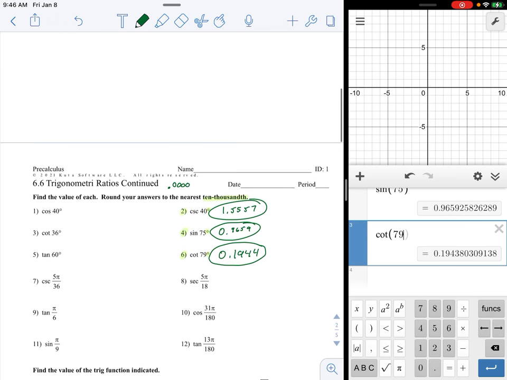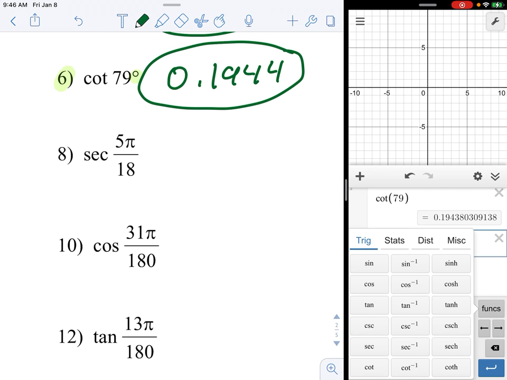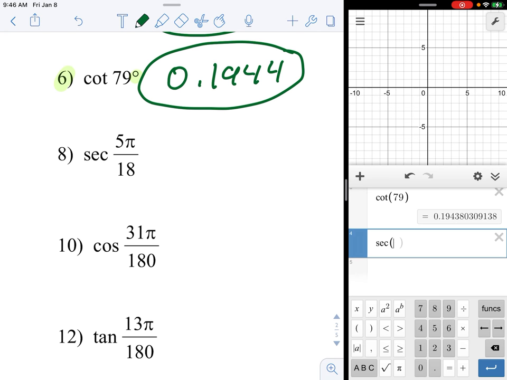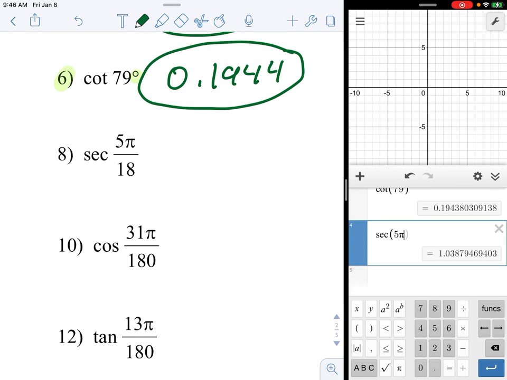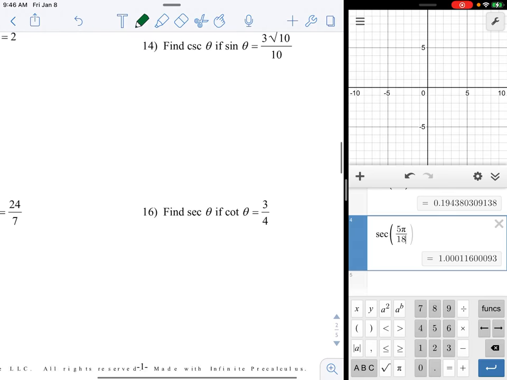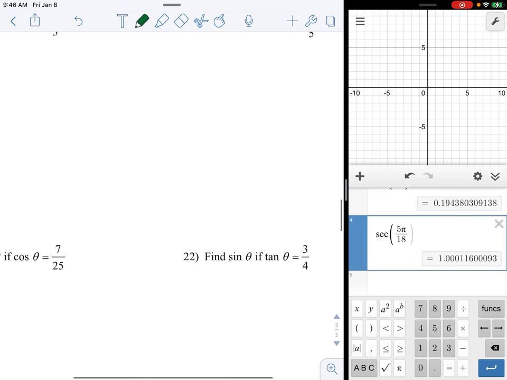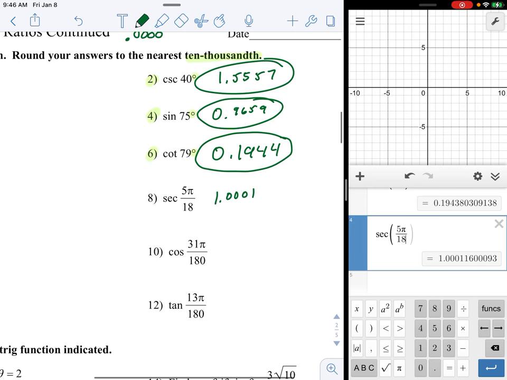Now this next one I am going to do incorrectly on purpose. I swear to you, I'm not making a mistake. I'm doing this wrong on purpose. So secant of 5 pi over 18. Secant 5 pi over 18. I get 1.0001. I'm not going to circle it because I know it's wrong. You see right there a different answer. So what's the problem? Well, we switched from degrees to radians. How do I know it's radians? Well, because of the pi that's in there.